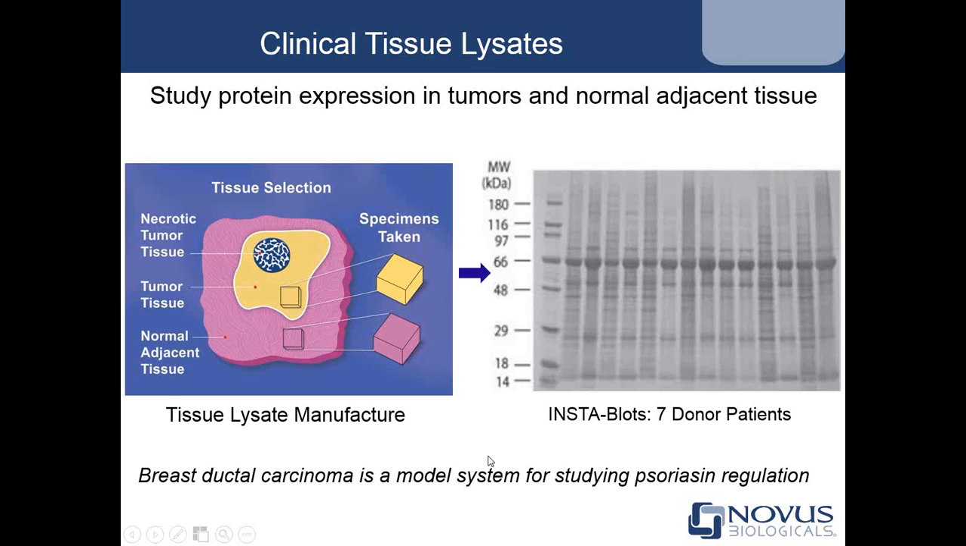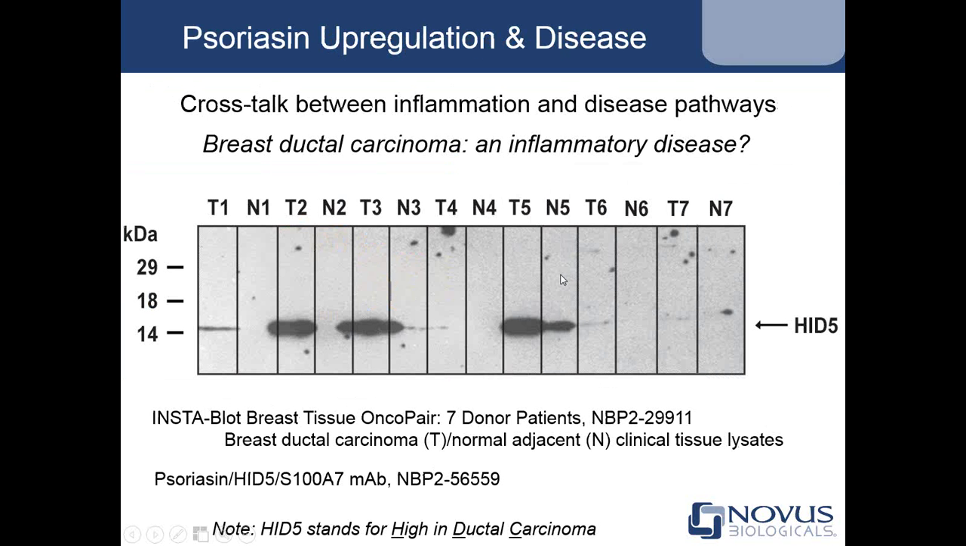And so these lysates are available as native lysates as well as ready-to-use blots with tumor and normal adjacent lysates in alternating rows of 7 patients. So here's 7 different donors where there are samples of the tumor as well as the normal adjacent tissue. And so the first example I want to show you is using these blots to probe psoriasin.